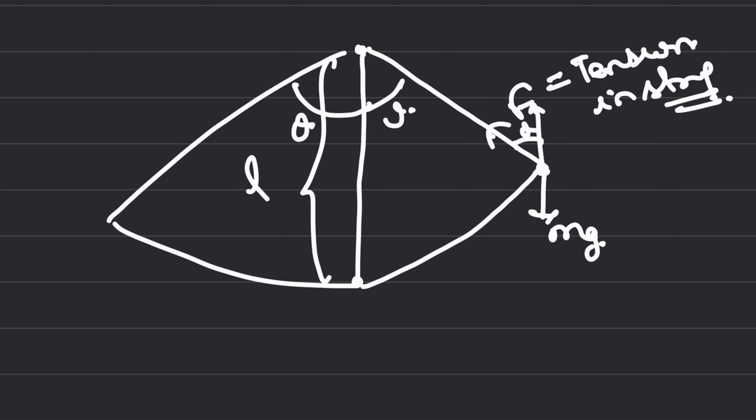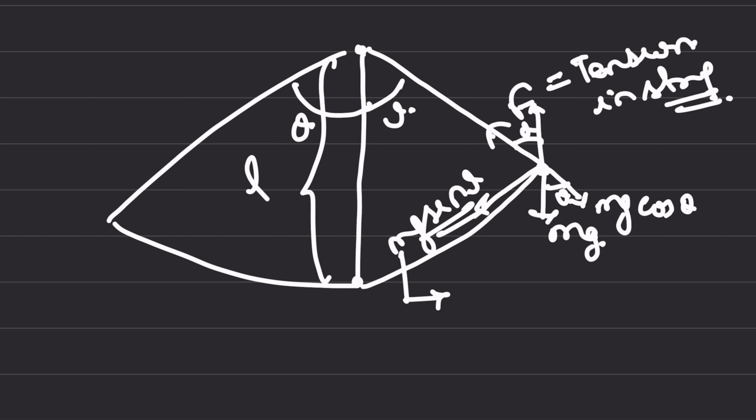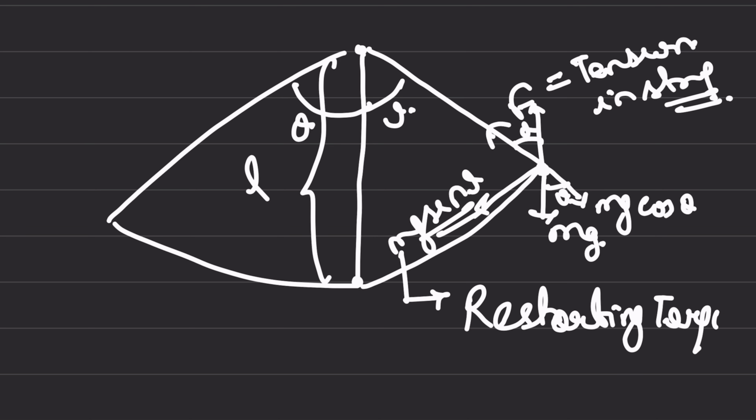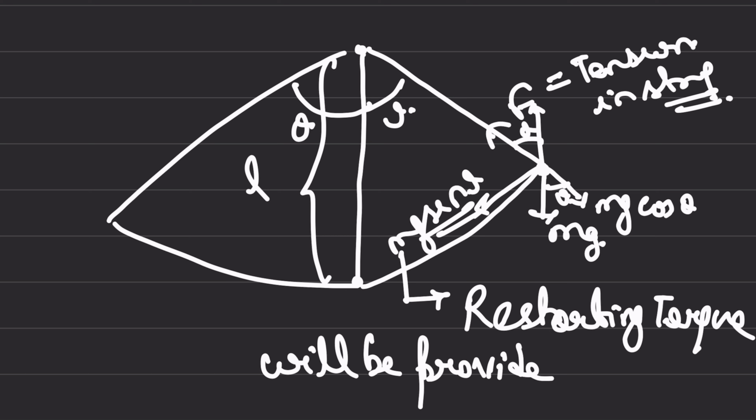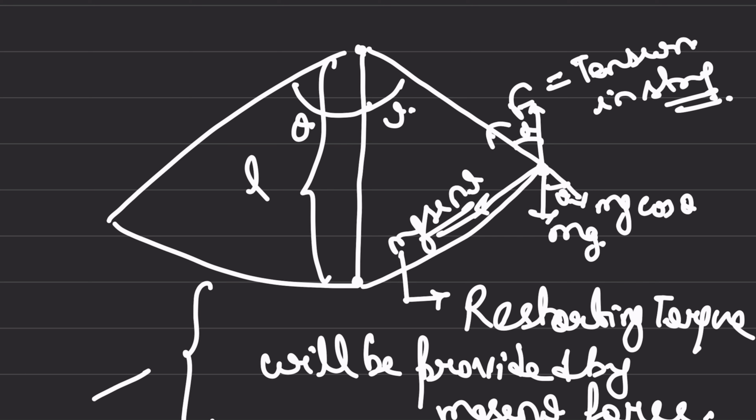The components of mg will be one mg cos theta and one mg sin theta. This will be theta, so this will be mg cos theta, and this will be mg sin theta. So the mg sin theta force will give the restoring torque. The restoring torque will be provided by the mg sin theta force.